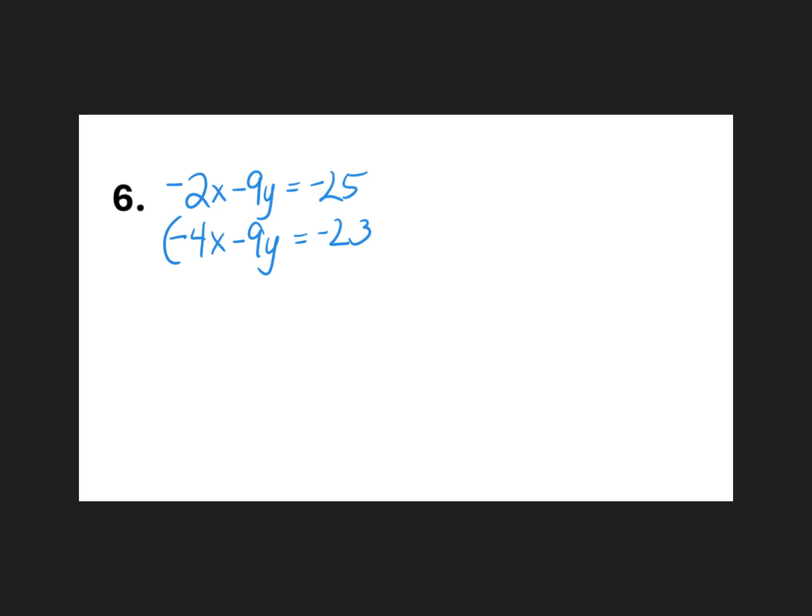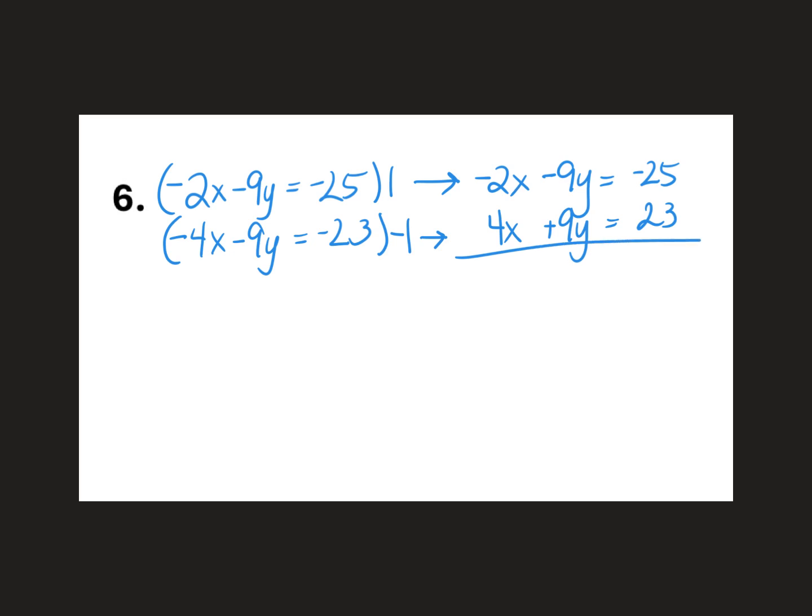I'm going to make the bottom positive by multiplying everything by -1. And I'm going to multiply the top by +1. So that means the top equation will not change. -2x minus 9y equals -25. And the bottom equation will become positive 4x, because you distribute -1 to everything, plus 9y equals 23. Then I'm going to add them together. -2x plus 4x is 2x equals -25 plus 23 is -2. Divide by 2, x equals -1.